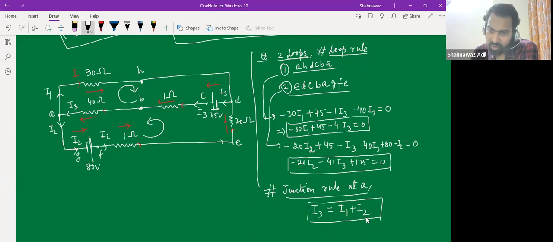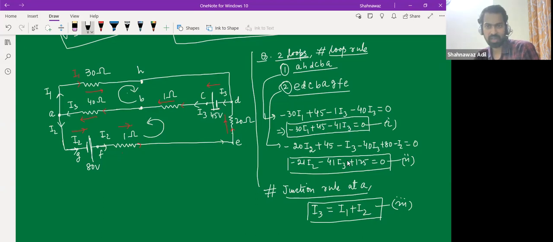So now we have these three equations, right? This one, and now this one. So now we can solve for I1, I2, I3. If I put the value of I3 in here and in here, this would be an I1, I2 equation. So it is a pair of linear equations in two variables. Now you can solve that.